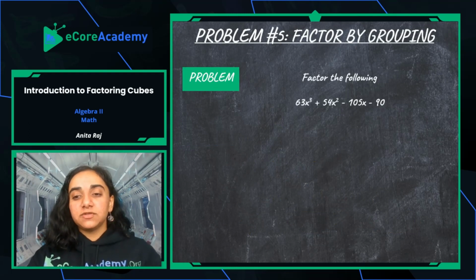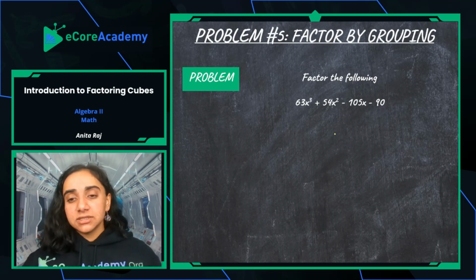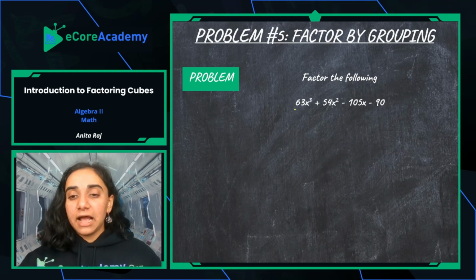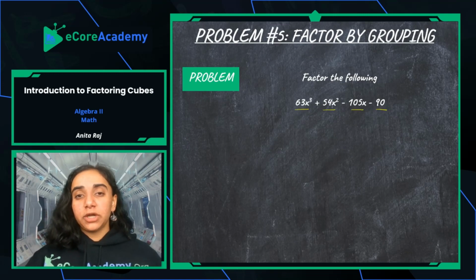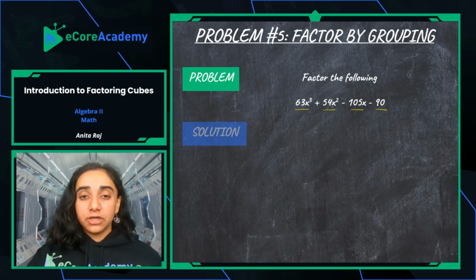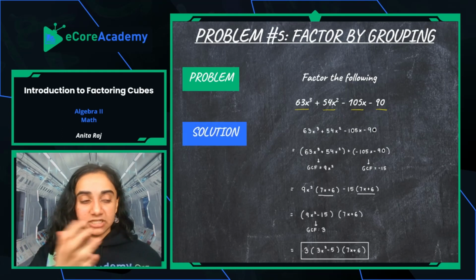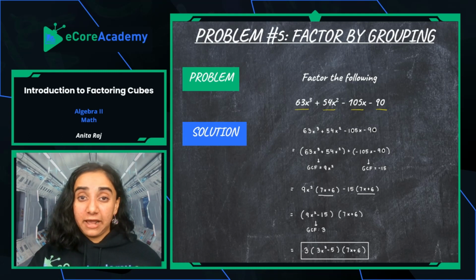63x cubed plus 54x squared minus 105x minus 90. As you can see, this is a polynomial. It's cubic, but it has 4 terms. So we're not working with a difference or sum of cubes anymore. We're working with 4 different terms. So you'll see how we're going to use grouping to solve this, and that's your solution if you want to just go through it now.